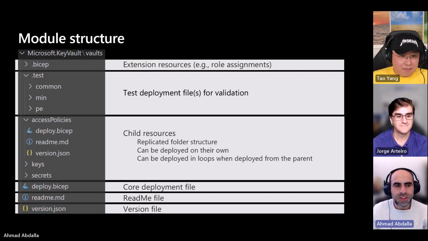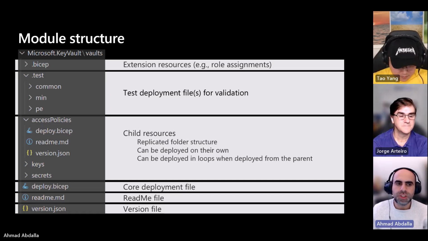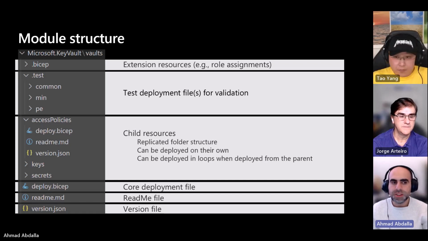The first folder that you see here is the .bicep folder. This is where we store our extension resources. For example, if we're doing an extension deployment for a module for role assignments, this is where we store those child resource or extension resource types.